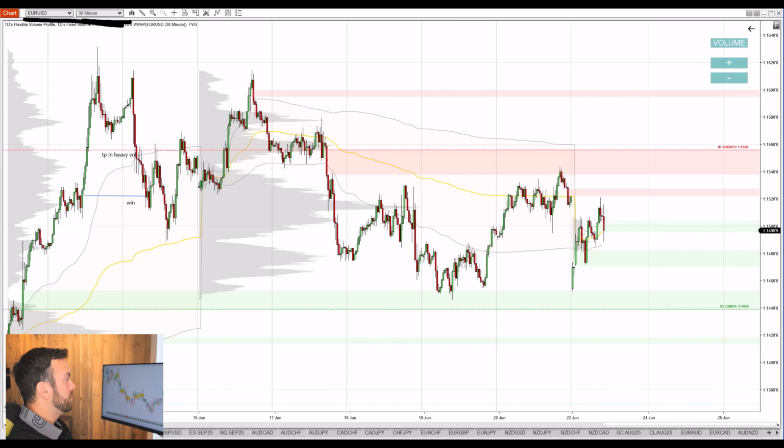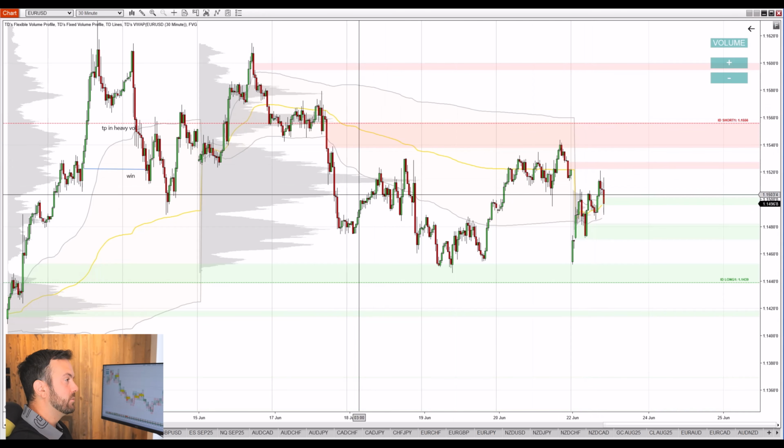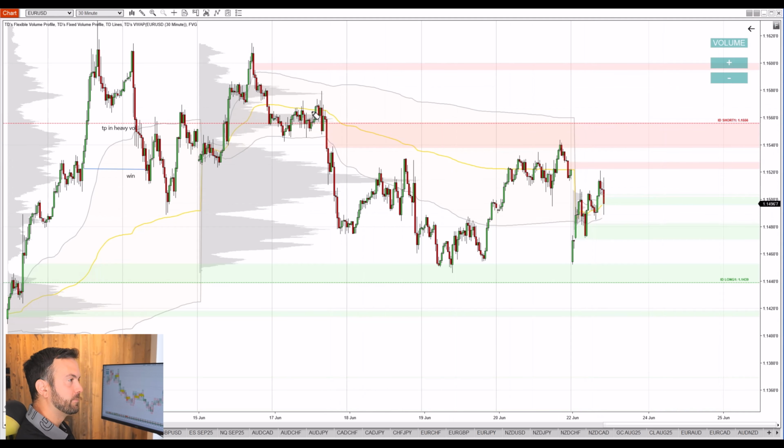What I want to talk about here is a resistance, and that resistance is at 1.1556. It is right here, and it is based on a volume profile setup called the volume accumulation setup. Let me show you. First, you need to see a rotation, like for example this one. From that rotation, you need to see strong trend activity, like this one.